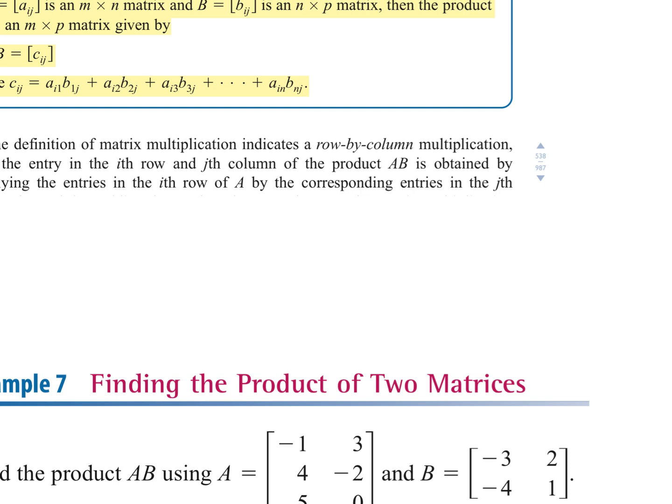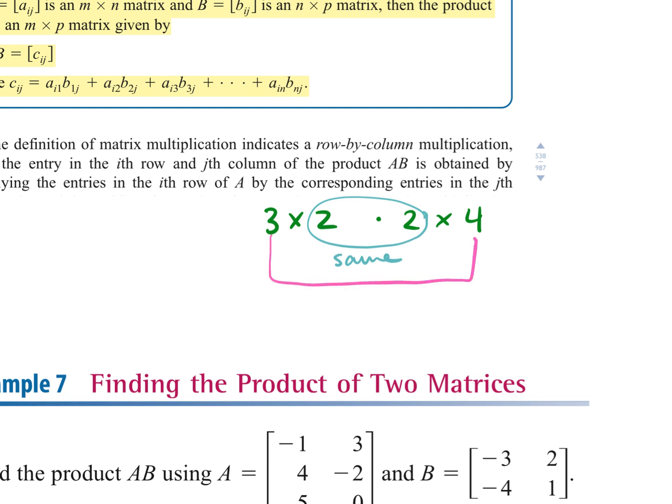your dimensions don't have to be the same, but they do have to follow a certain rule. So if I had, let's say, a 3 by 2, and I'm multiplying that to a 2 by 4, the inside dimensions, the columns of the first one and the rows of the second, have to be the same in order to multiply them together. So the order that you multiply them matters. Whatever your two outside dimensions are, is the size of the answer.